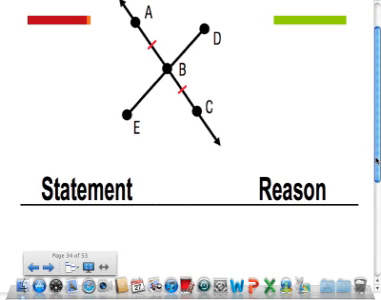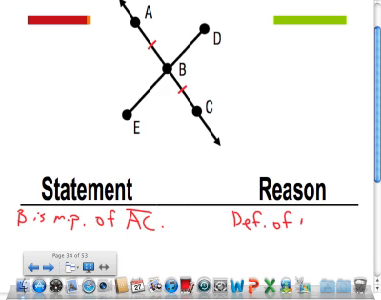Okay, what can I conclude? I can conclude that B is the midpoint of segment AC, and the reason, definition of midpoint. Right? What does it mean to be the midpoint? It means you lie directly between these two guys, and we know that because of these marks here.